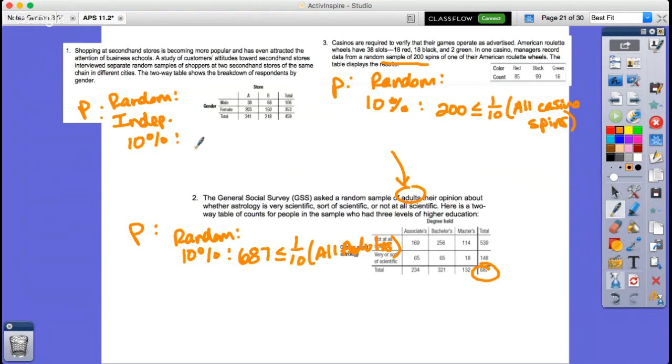Sample of adults. For this one up here, because there are two populations, store A and store B, right? Let me give you a hint here.